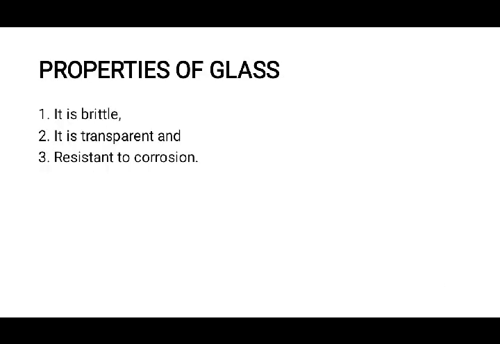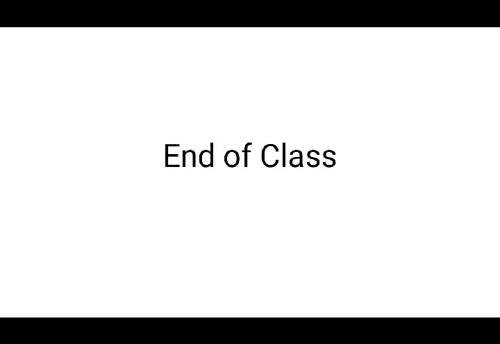And properties of glass are they're brittle, it is transparent, and it is also resistant to corrosion. We've come to the end of the class of week 3. So I want you, my students, to go back and read more so that you will understand what ceramics is, what glass is, and properties of each. Properties of a ceramic and properties of a glass.